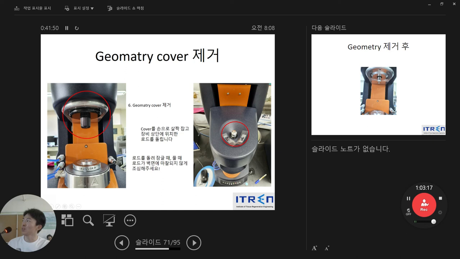Cover, you remove it. And the upper side also rotates always. So you grip this upper part, because this is linked to this part, and then you remove this black cap gently. But don't try to use a lot of force. Just gently remove this one. After removing the cover, you can see this kind of thing.